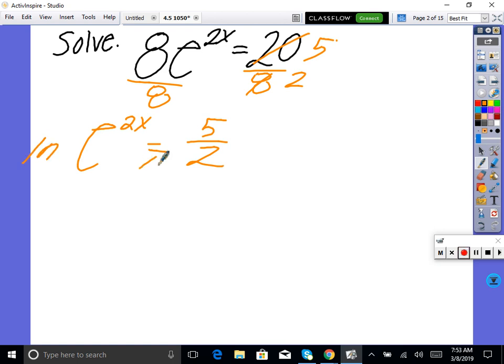ln both sides of the equation. ln and e undo each other. So we have 2x is equal to, now we have ln of 5 halves. Can I split that up as ln of 5 divided by ln of 2? You're saying no, you're right. Why? Can you tell me why?